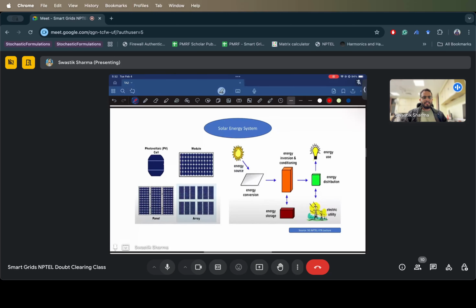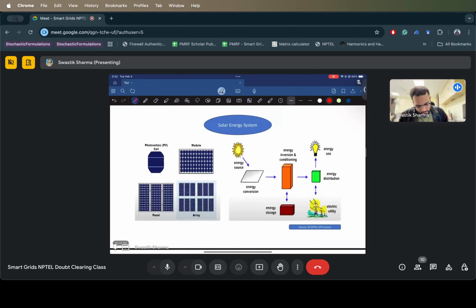So let's talk about solar energy system. What is a solar energy system? It's the system in which we can convert solar energy to electricity so that it's useful for us, right? So for that, we have a PV cell. So we use a PV cell.